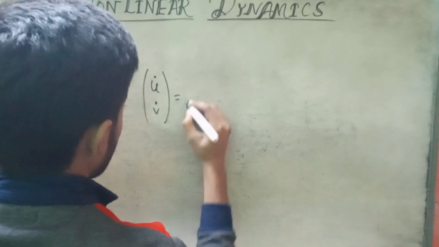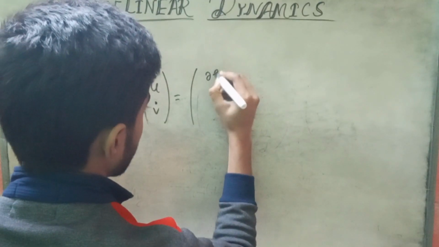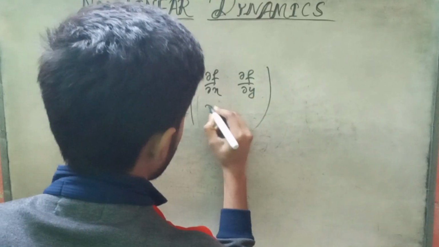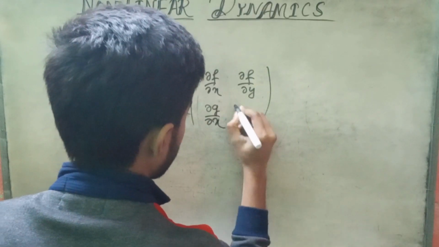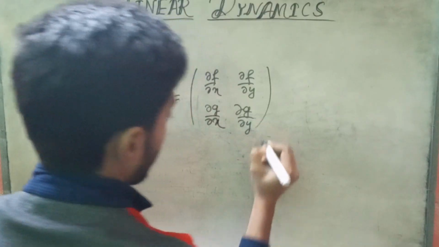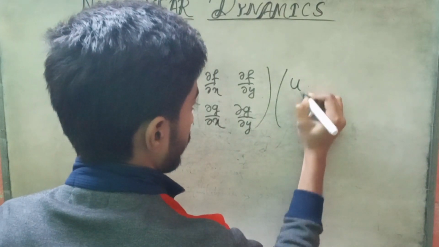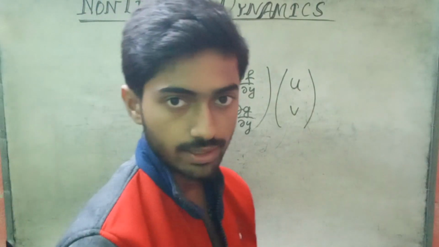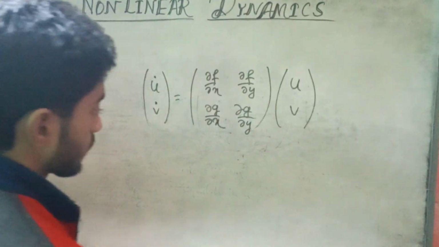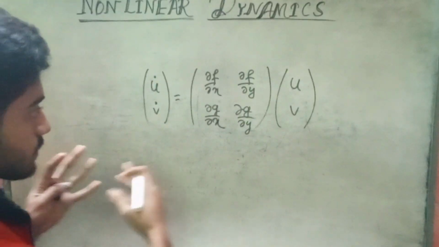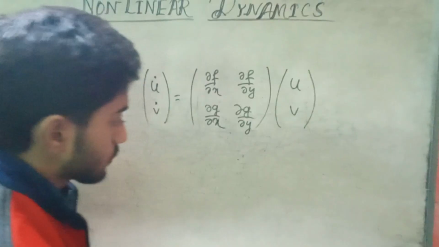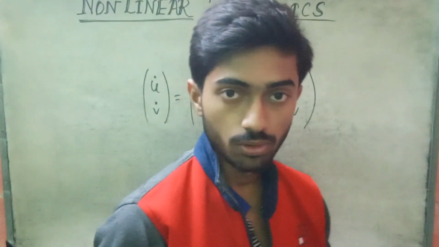form, which is u dot, v dot equals del f by del x, del f by del y, del g by del x, del g by del y, into u, v. So here u and v are two eigenvectors, right? So if we can express any nonlinear differential equation in this Jacobian matrix form, then the system becomes linear near the equilibrium point where the linearization process goes on, right?